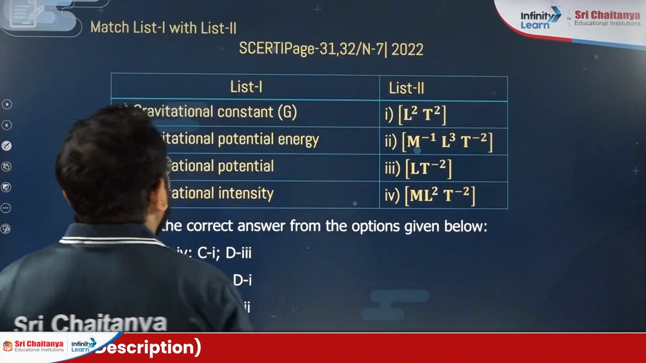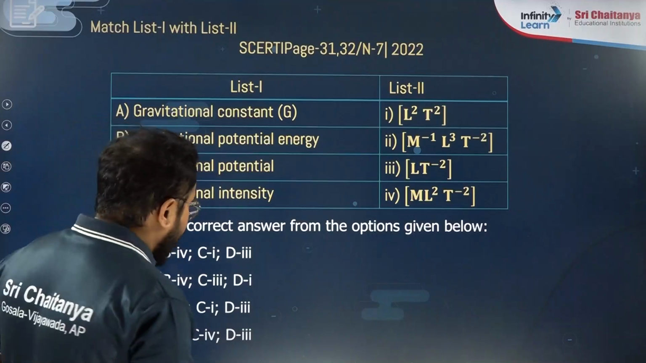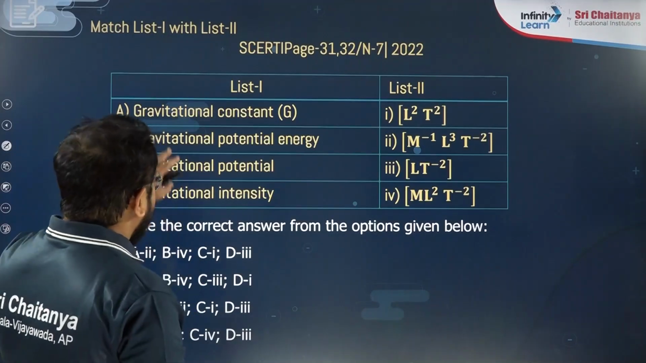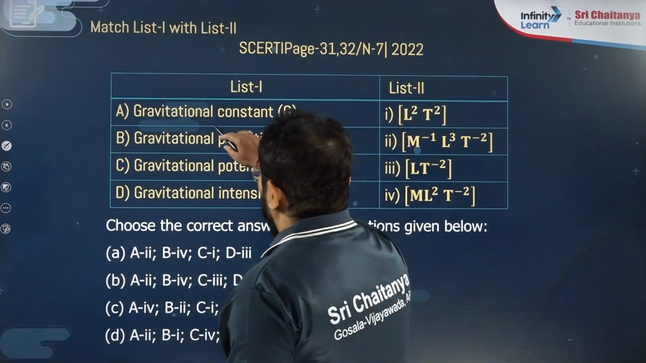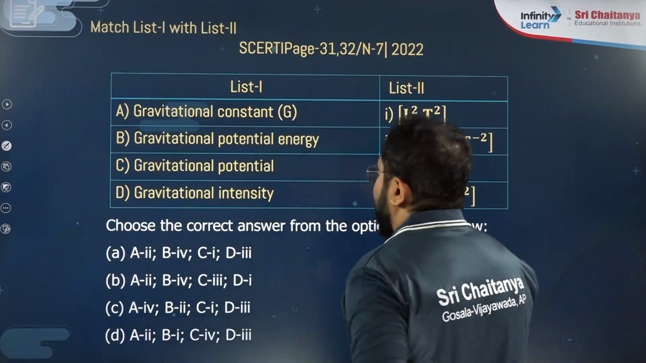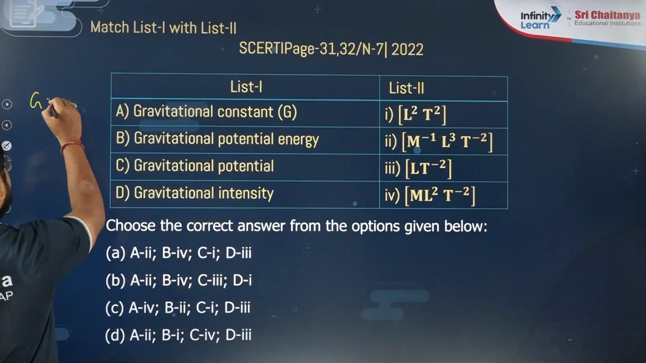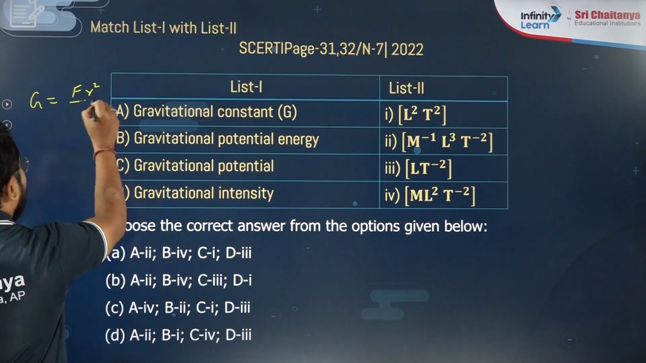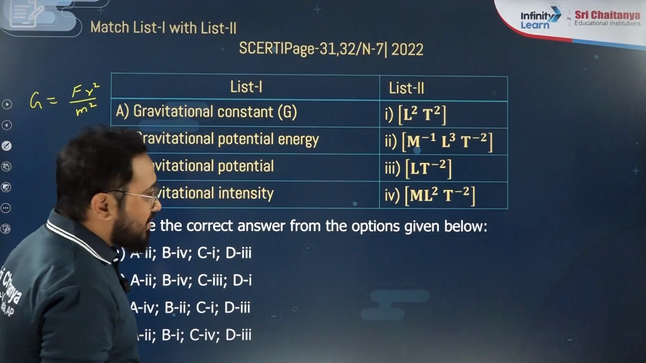Let's see the next. Match list 1 and list 2. Without wasting time, I will not read list 1 and list 2. I will only tell you how to deal with such types of questions. So gravitational constant, that is G. What is the formula of G? The formula of G is F R square by M square. This will be your formula for the gravitational constant.